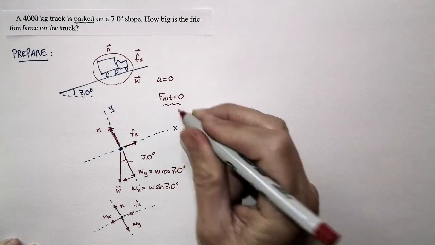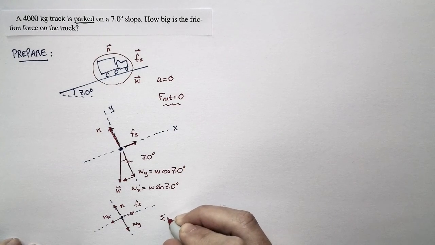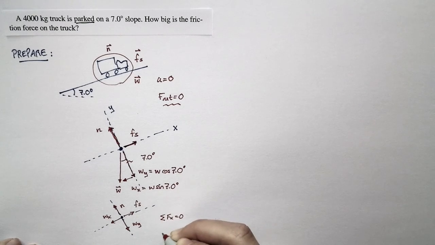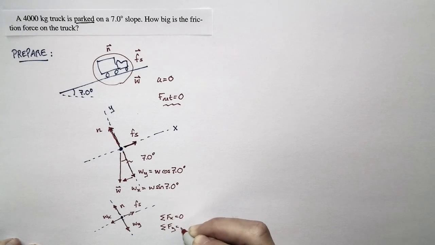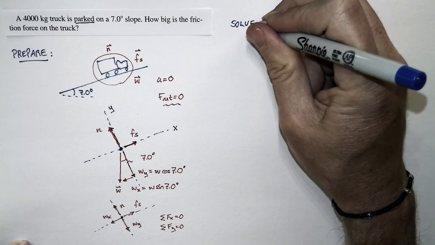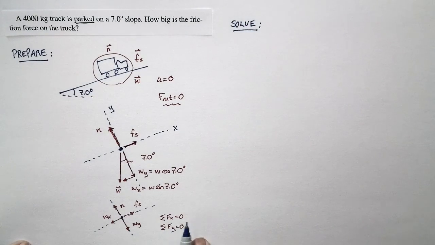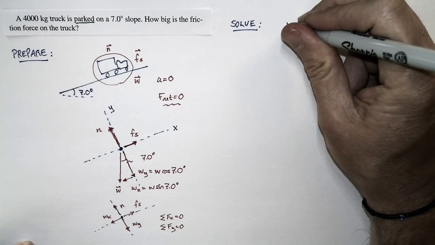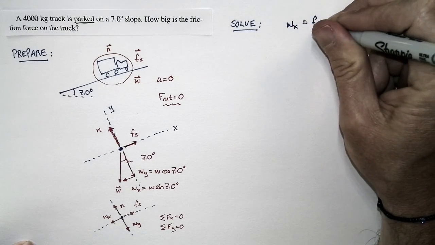Now the net force is equal to 0. That also tells me that the sum of the x components of the force is equal to 0, and the sum of the y components of the forces is equal to 0. And so as a consequence, I can make certain relationships, and I'm going to do that in my solve step. Now, the sum of the x components is equal to 0. And so looking at my free body diagram, I can just say that the x component of the weight force is equal to the static friction force. So Wx is equal to Fs.